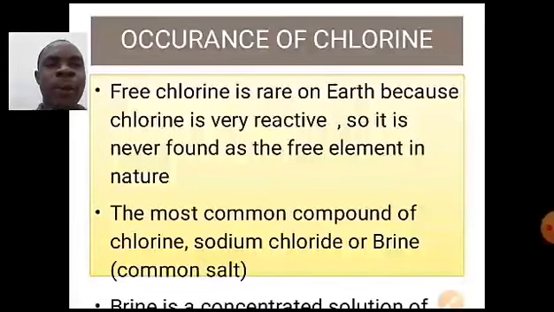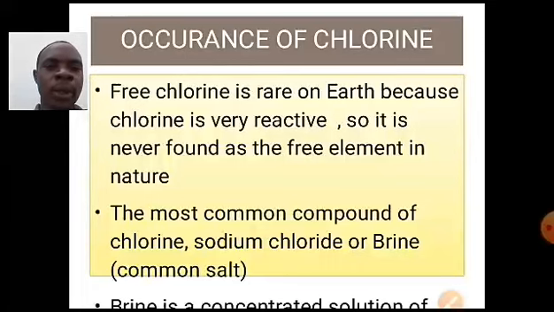Let's see the occurrence of chlorine. Chlorine is very reactive, so it cannot occur freely, but it is found in the form of compounds. The most common compound where you can find chlorine is sodium chloride, or brine, which is known as common salt. Brine is a concentrated solution of sodium chloride in water. So when sodium chloride is dissolved in water, the solution formed is known as brine.